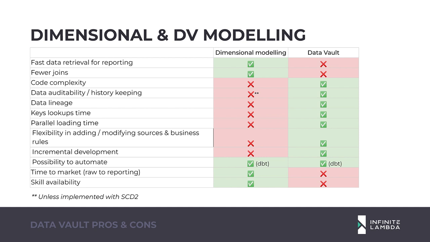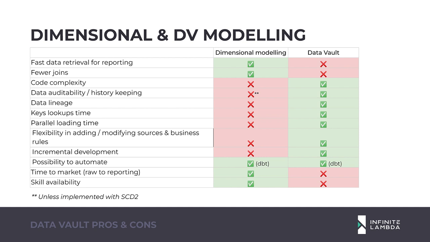Faster data retrieval, of course, dimensional modeling, right? Reporting is easier, fewer joins. Code complexity: data vault is really, really easy, actually. Even though it has a lot of joins, all of them are repeatable and independent. Auditability, history keeping, lineage, of course, data vault. Key lookup time: hash keys over time, and a separate hub for each key, so key lookup time is faster.